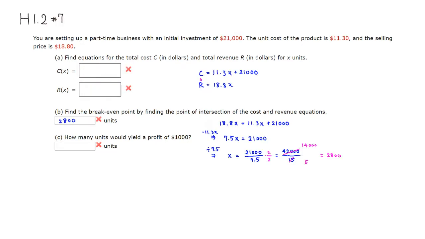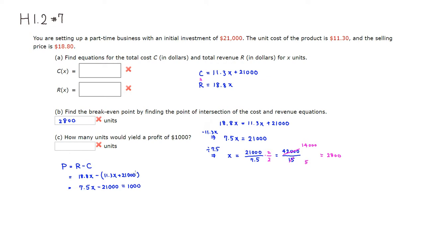Remember that profit is simply the money coming in minus the money going out. So revenue is again 18.8x, and minus cost, which was 11.3x plus 21,000. Then we can simplify that again. It's going to be 7.5x minus 21,000. Then we want the profit to be 1,000, so we just need to set this equal to 1,000.